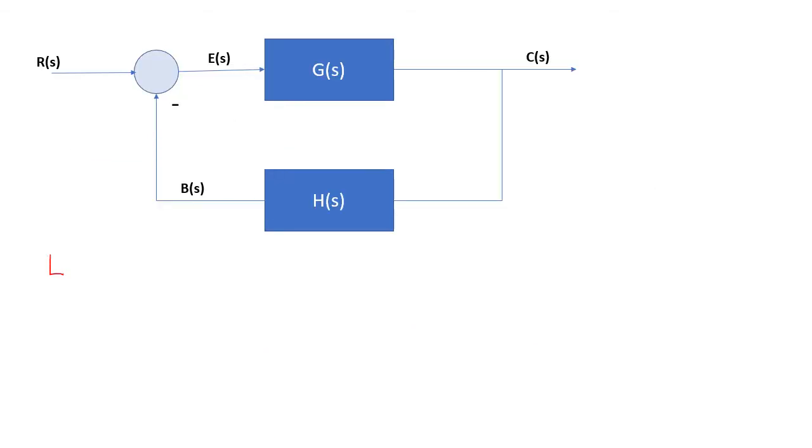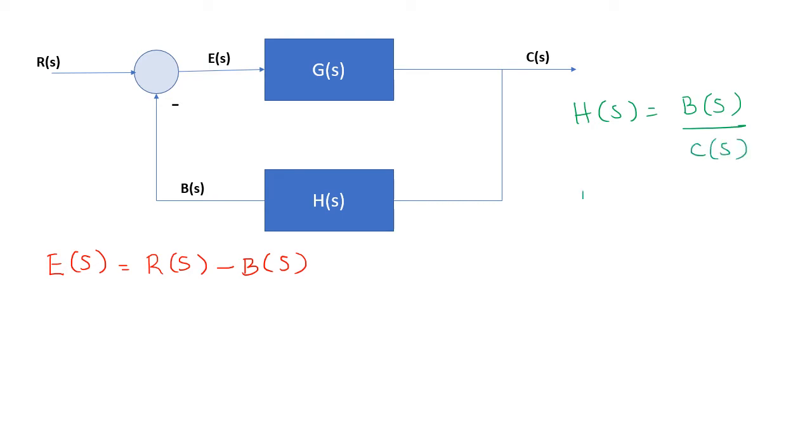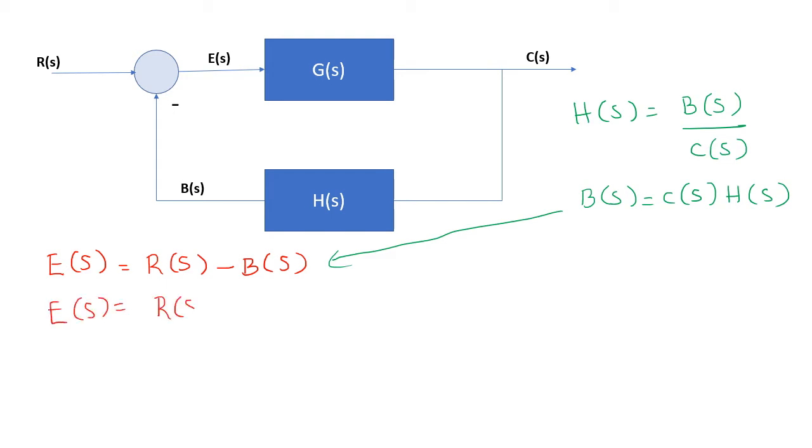So the error signal E of S is equal to R of S minus B of S. So the feedback gain, which is H of S, we write it as the output of the feedback, which is B of S, by input to the feedback, which is C of S. So B of S is equal to C of S into H of S. That B of S we substitute here. Okay. So this becomes E of S is equal to R of S minus C of S into H of S.